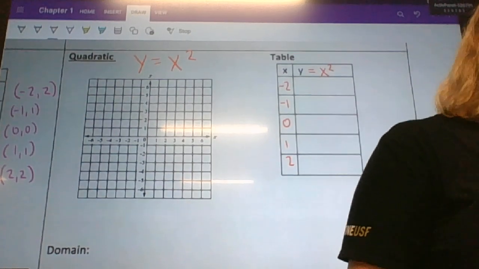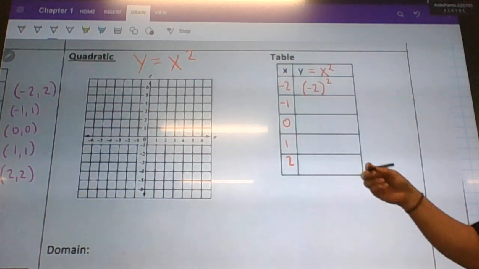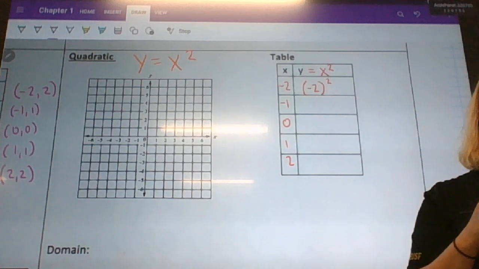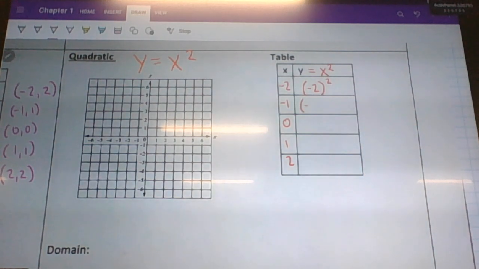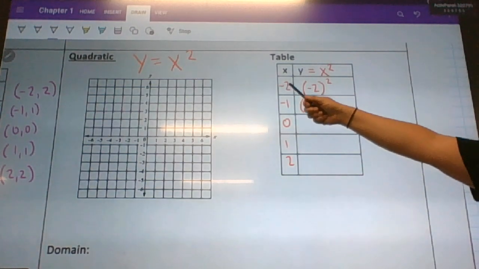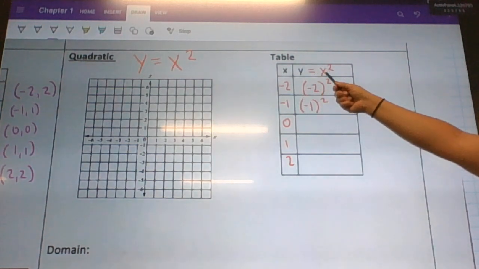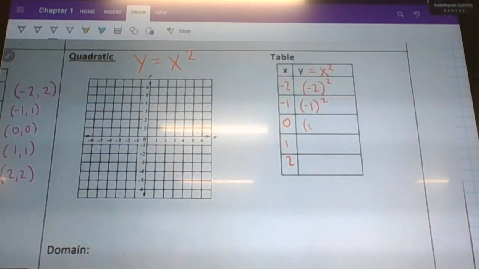Alright, first one. This means I have to plug -2 in and square it. I'm going to be careful and use parentheses. Without the parentheses, you might end up just squaring 2. (-1) squared. So I'm putting this number right into this equation. I'm taking x out, putting the number in, which means I have to apply this exponent. 0 squared, 1 squared, 2 squared.